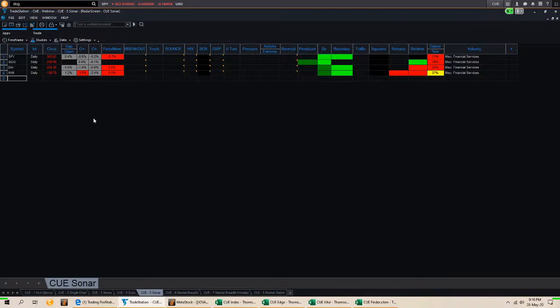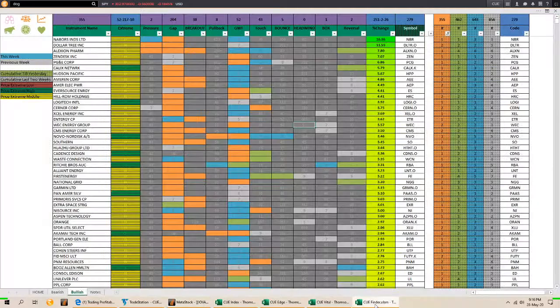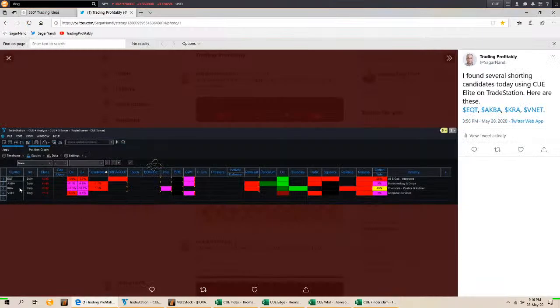I don't have a superpower computer, just a decent computer, but on Q Global and Q Finder I can process. That's why I tend to use them, and I can seamlessly transfer data from here to Q Vital. So I found it from Q Finder. Let's look at this stock. Let's look at AKBA. It's a biotech stock.